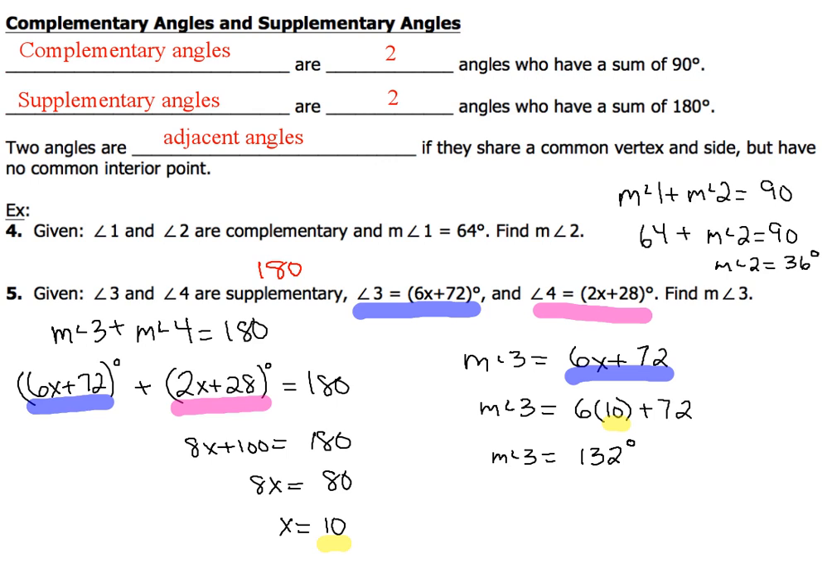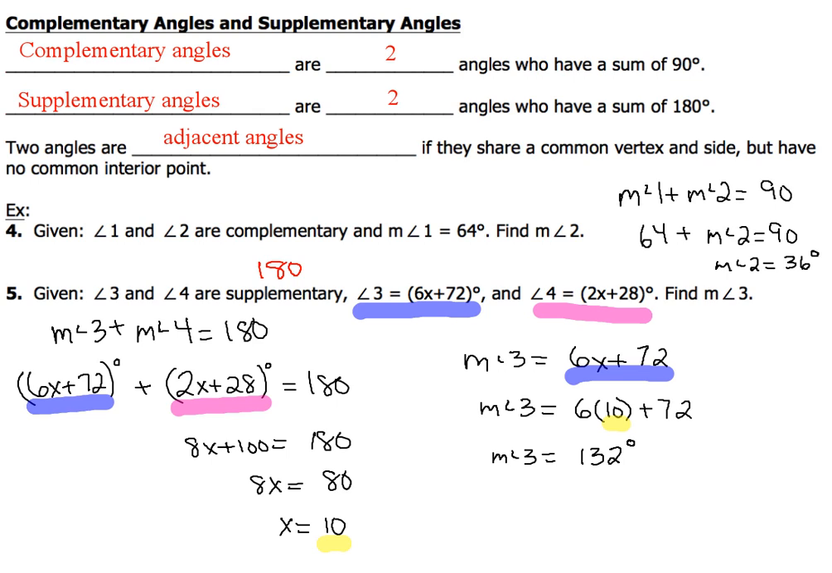Now, the first thing we'll do is write down the expression for measure of angle 3, 6x plus 72. The second thing we'll do is substitute the value that we got for x, which in this case was 10. So we'll have the expression 6x plus 72. Then when we do the arithmetic, 6 times 10 is 60 plus 72. We end up with a total of 132 degrees for the measure of angle 3.